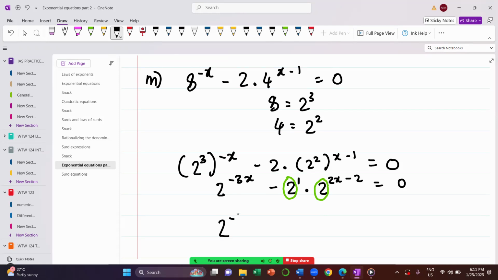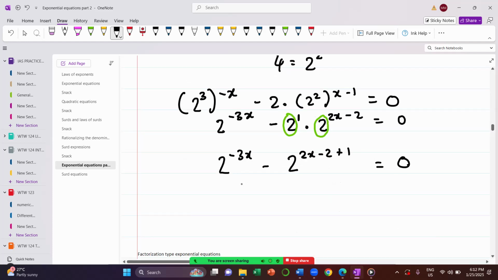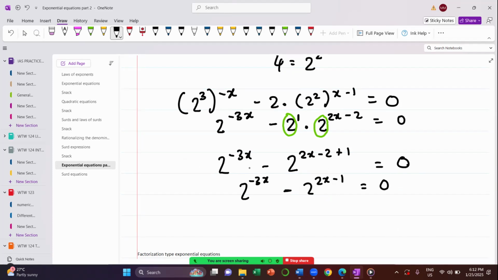I'm going to have 2 to the exponent negative 3x minus 2, to the exponent of what? 2x minus 2 plus 1. All equal to what? To 0. Right? And I'm going to have 2 to the exponent negative 3x minus 2 to the exponent of 2x minus 1. All equal to what? To 0. Right?